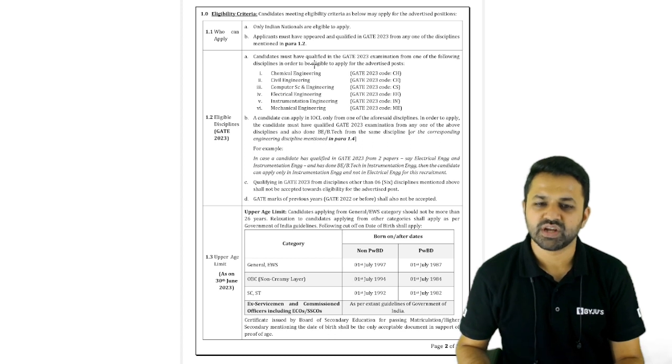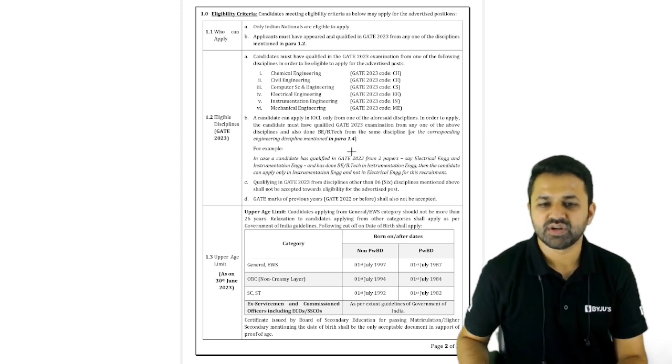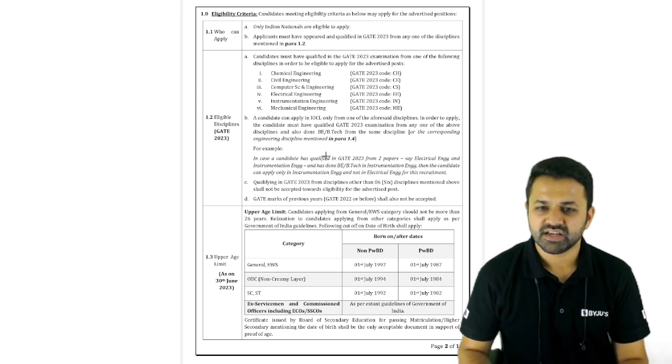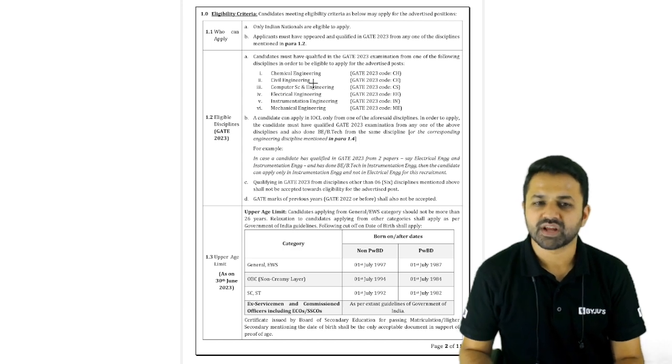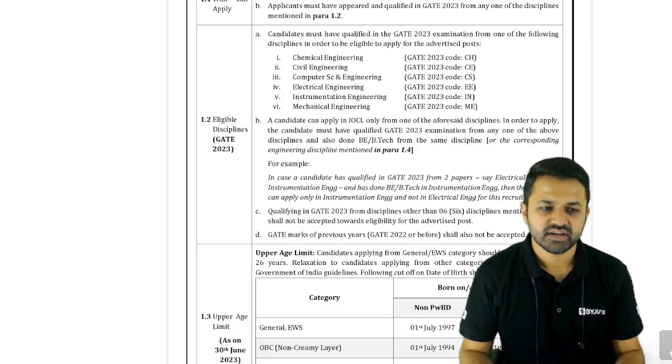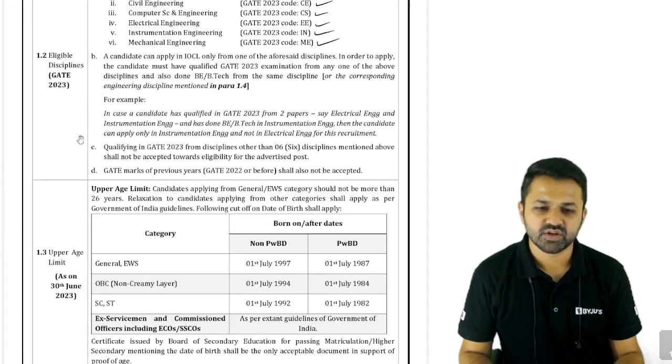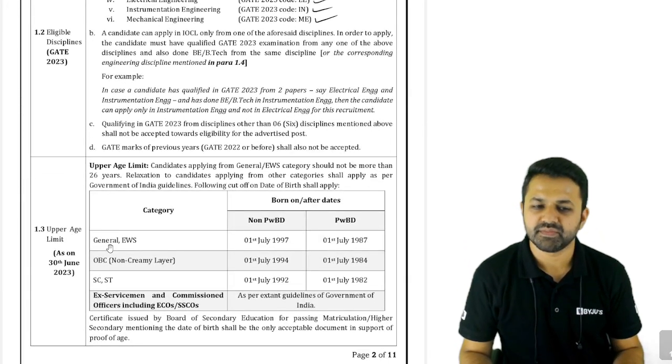So first of all, you should have the BTech degree, and that should have around 65% for general and OBC, and for SC/ST it is 55%. So the GATE paper code for chemical engineering, if you look here, is CH, for civil engineering it is CE, then computer science CS, EE for electrical, and then instrumentation and mechanical.